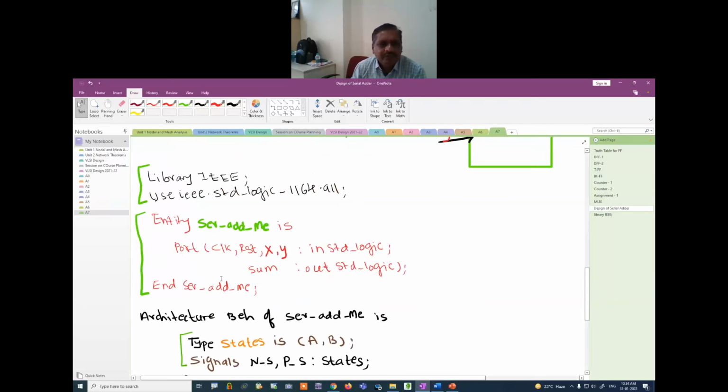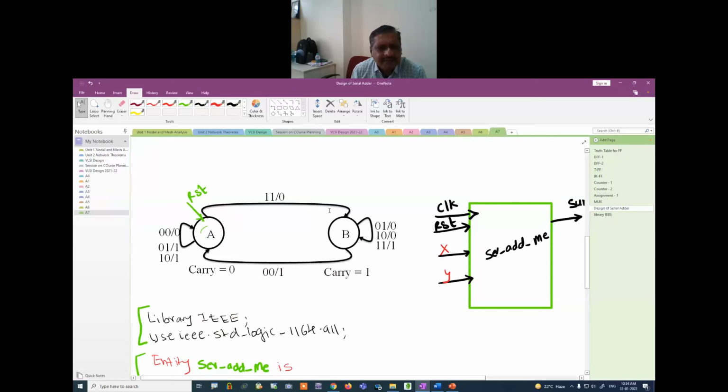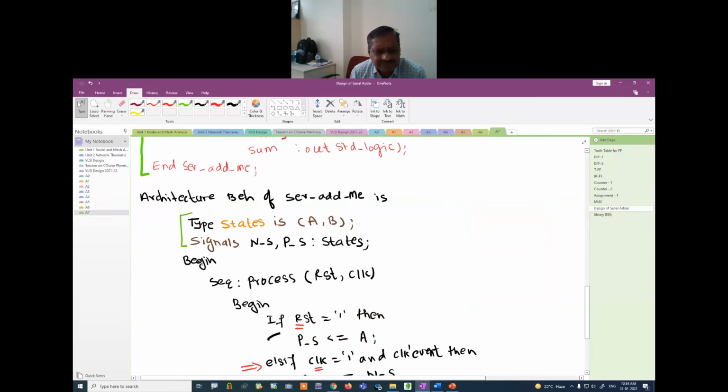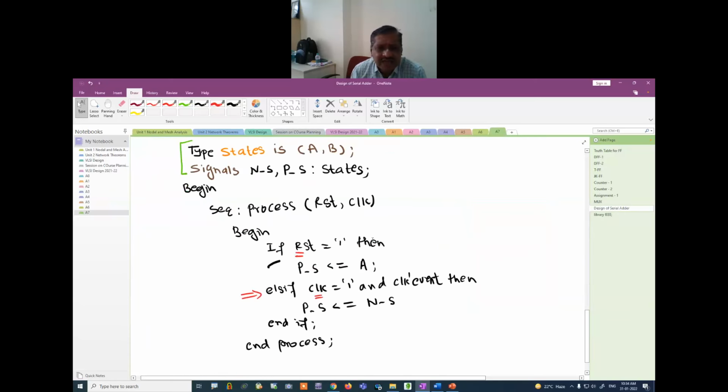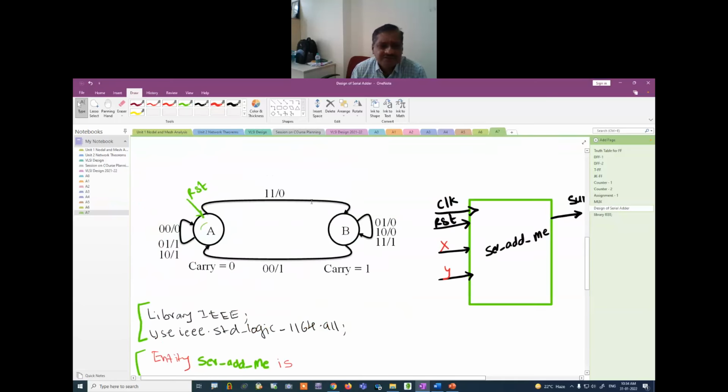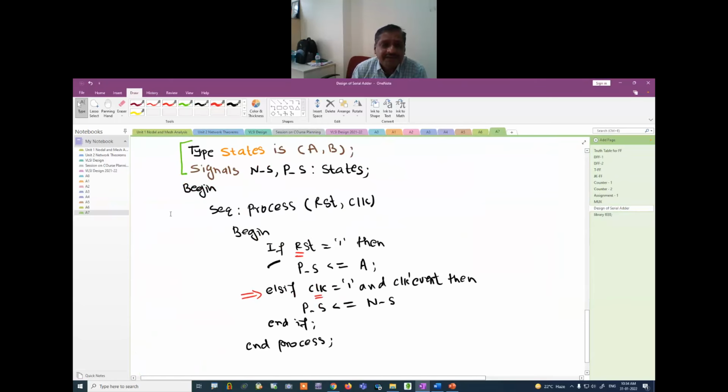And we will copy this state diagram in the combinational process or in the other process. This is one process, and this process will be common wherever we have this state diagram. Wherever the state diagram comes, this much part will remain common, just like copy paste.